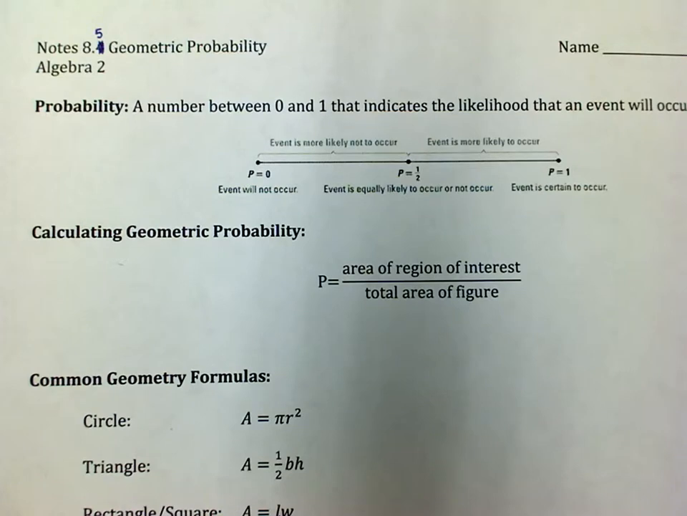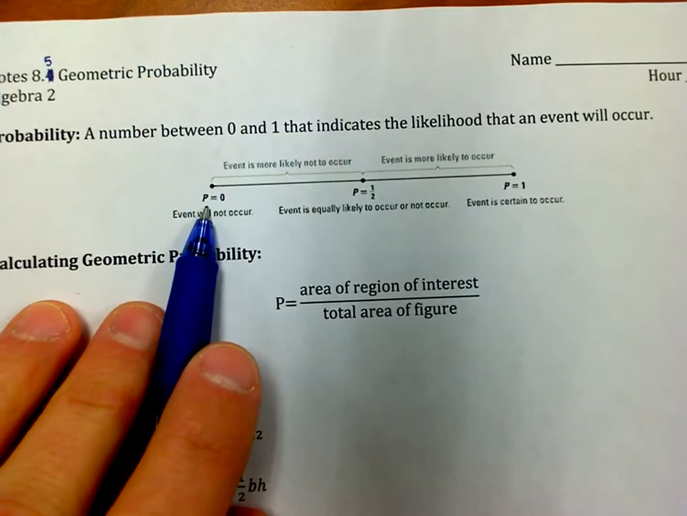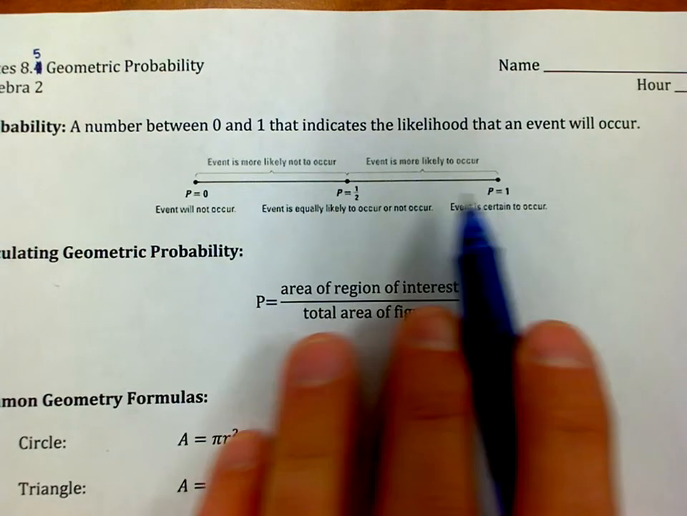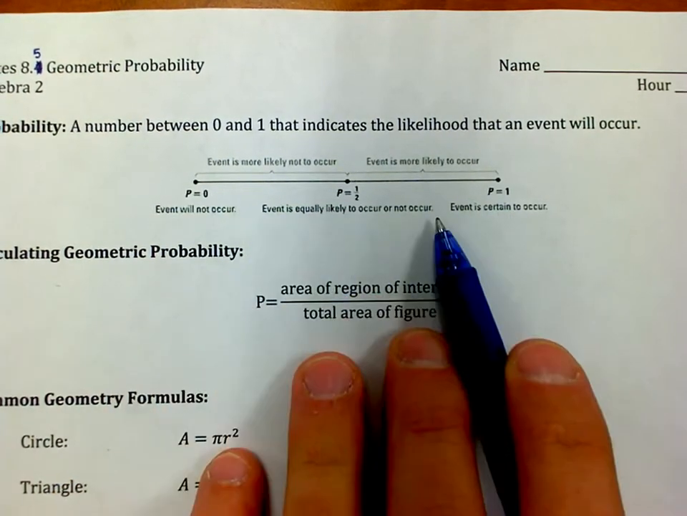Hi everybody, in this video I'm going to be talking about how to find geometric probability. Before we get into that, just remember that probability is a number between 0 and 1. It tells us how likely an event is that it will occur. So a probability of 0 means it won't occur, a probability of 1 means it's absolutely 100% certain to occur, and somewhere in between there tells us the range of values.